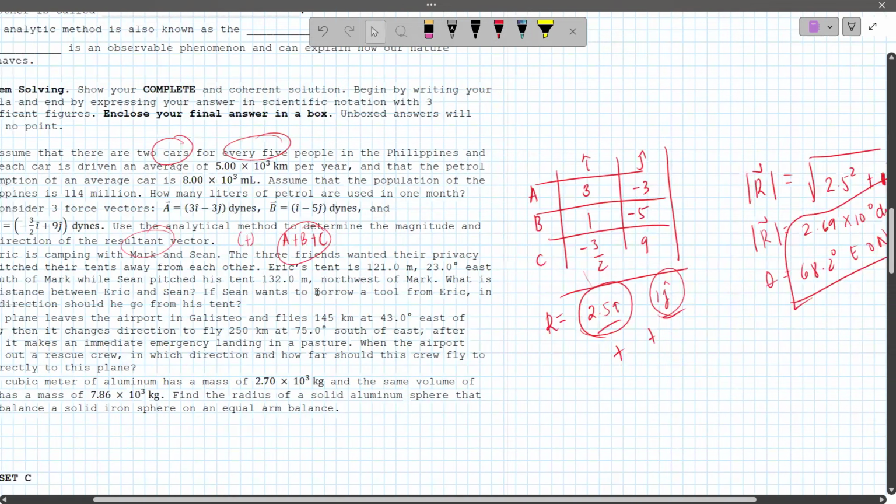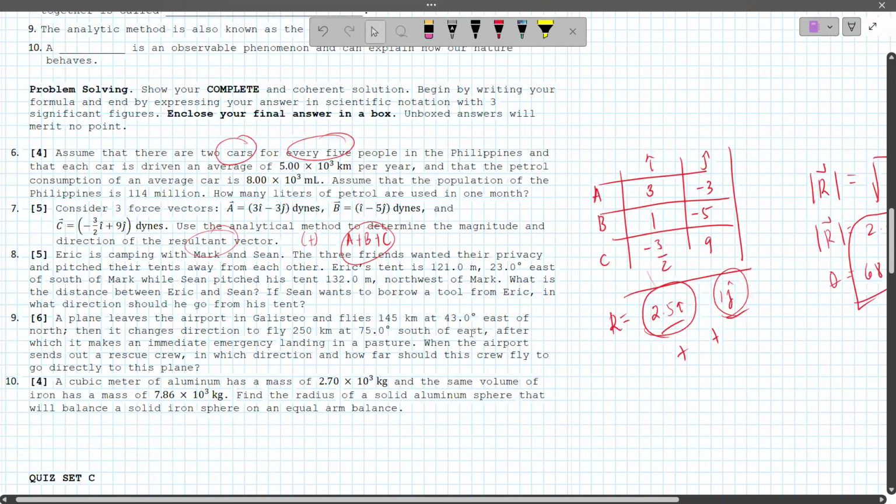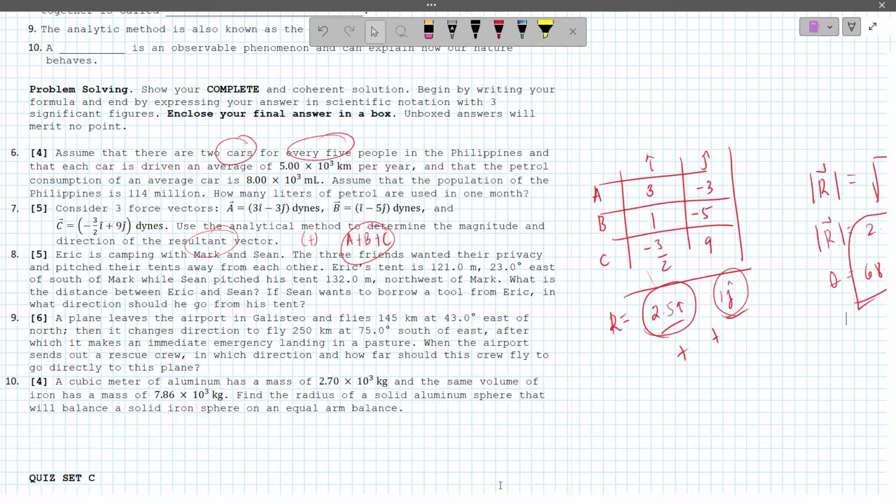Number 3. So, we go to number 3. Eric is camping with Mark and Sean. The three friends wanted their privacy and pitched their tents away from each other. Eric's tent is 1 to 1 meters, 23 degrees east of south of Mark.